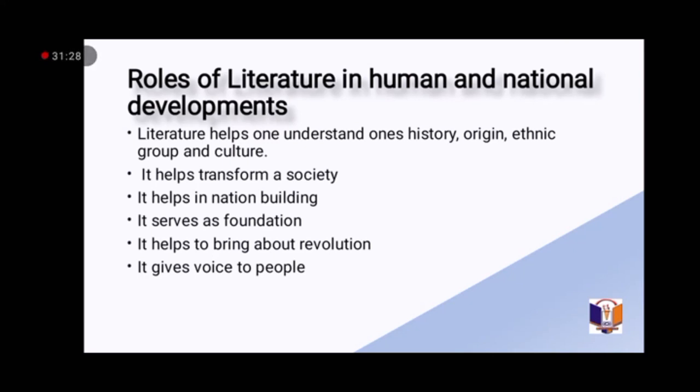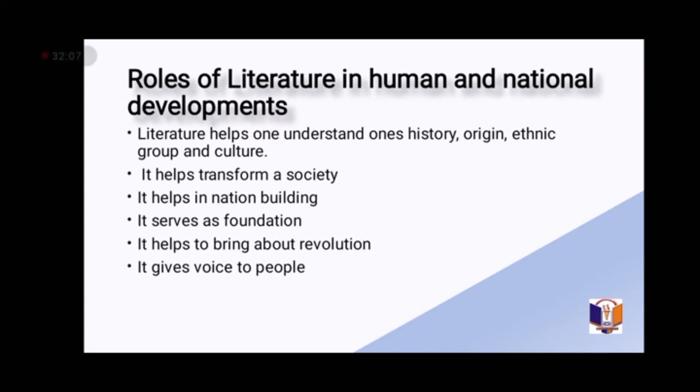Again, it helps to transform a society. Literature helps to transform society. It helps to build the nation. How? It can transform society by reading and understanding what you have read, and by understanding it, you implement what you have read in a novel. If you read a novel about corruption, maybe police corruption or corruption by people in power, and you are in power, you can learn from what you have read and improve yourself.